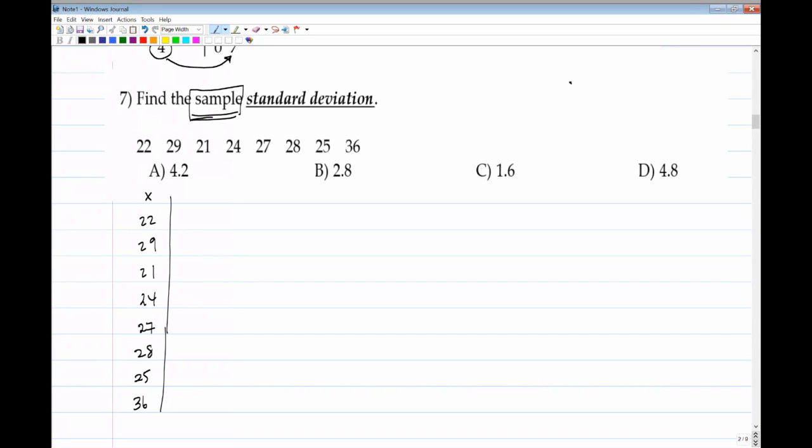And after that, we need to find the mean. How can we find the mean? We can add them all and divide by n, where this is the sum. So to find the mean, it's the sum of x over n. What's the sum of x? Those are your x. Go ahead and add them. You add on the calculator 22 plus 29 plus 21, and so on.